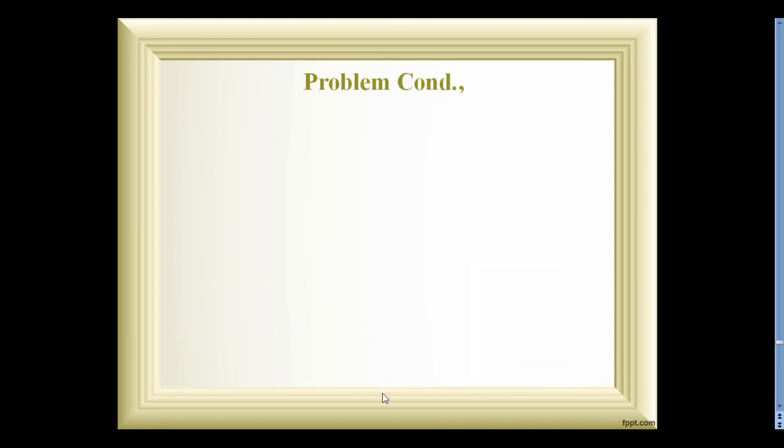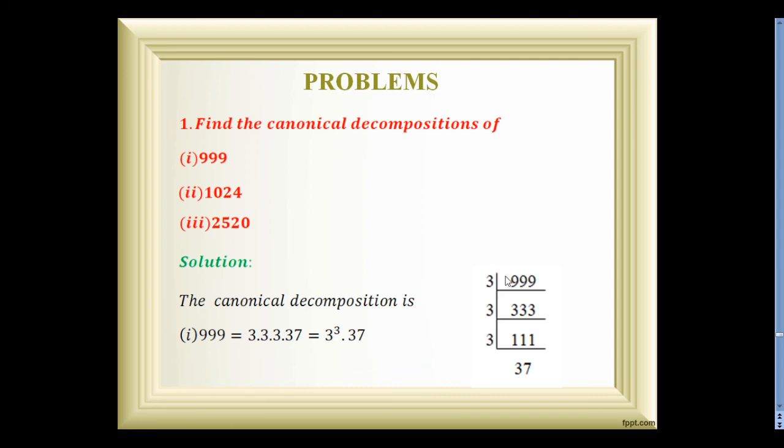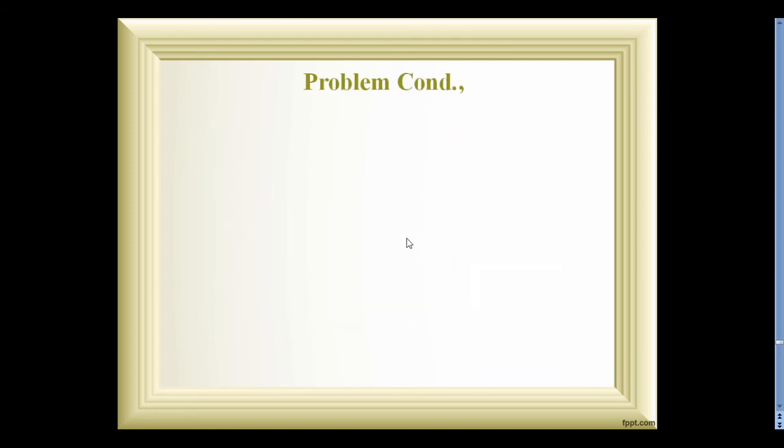Now all the factors you write in powers. 999 can be written as 3 into 3 into 3 into 37. The three 3s we can write as 3 power 3 into 37 power 1. So this is the canonical decomposition of 999.